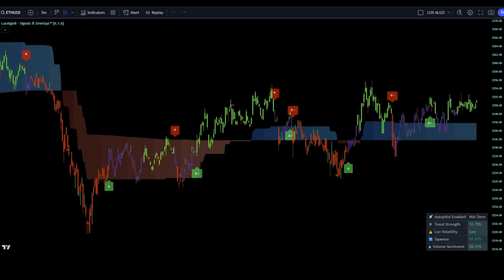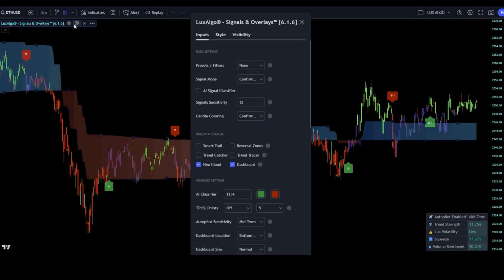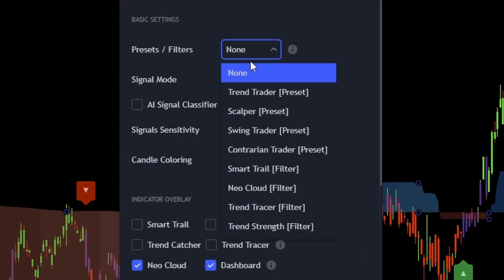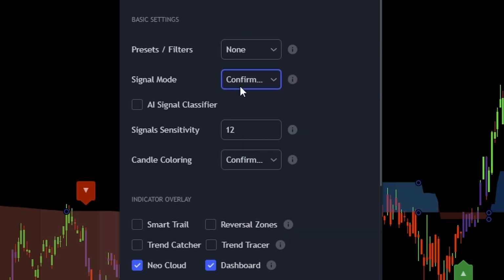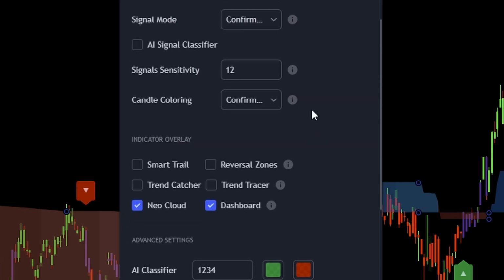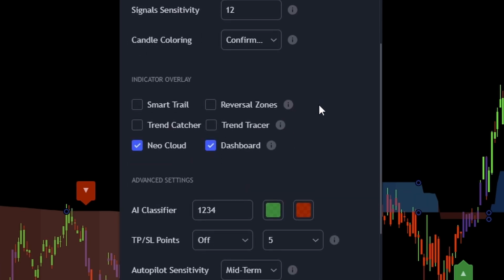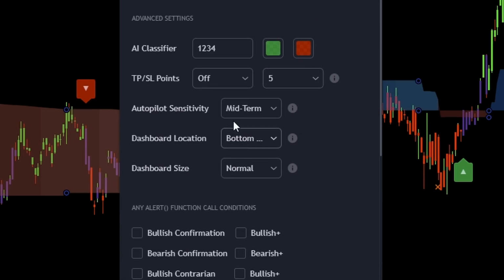Now let's open the settings of the LuxAlgo Signals and Overlays indicator and adjust its settings. First, let's take a look at the basic settings. For the presets and filters, we want to use none. For the signal mode, we want to use confirmation and exits, and we do not want to use the AI signal classifier, so make sure this option is disabled. We can leave the signal sensitivity by default, as we are going to use the autopilot sensitivity. Next, for the candle coloring, we are going to use confirmation simple. For this strategy, we want to use the Neo Cloud indicator overlay, so make sure to enable the Neo Cloud by clicking this checkbox. Within the advanced settings, we want to set the autopilot sensitivity to midterm and we are good to go.